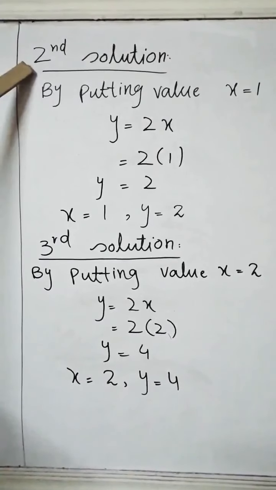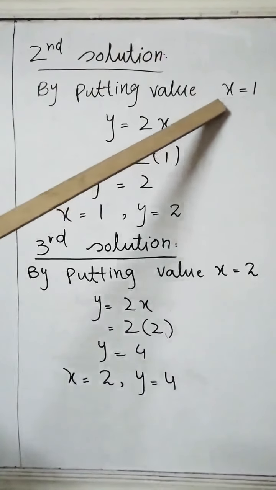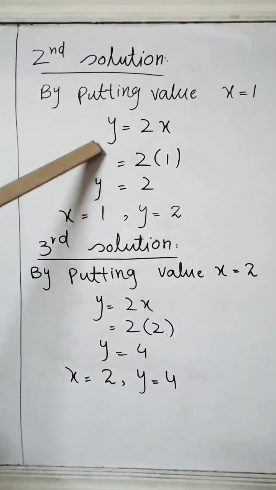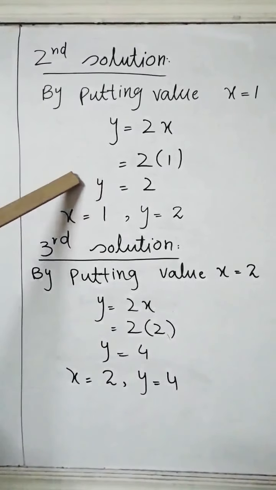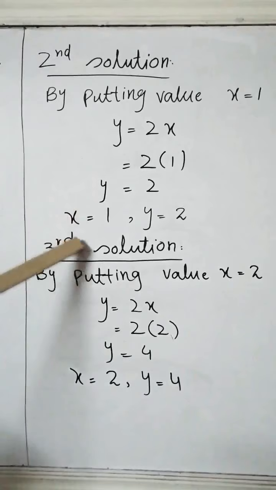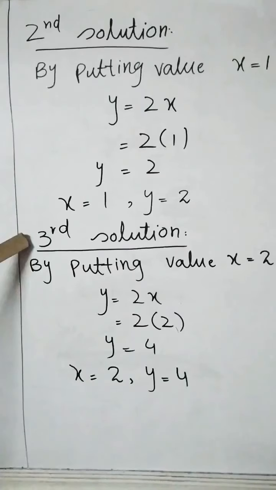Now here is our second solution. In this solution we will assume x is equal to 1. So we will write our statement by putting the value x is equal to 1. Here is our equation y is equal to 2x. In place of x we will write 1. We will write 2 into 1. When we multiply both we get 2. So y is equal to 2. So the value of x is equal to 1 and the value of y is equal to 2.